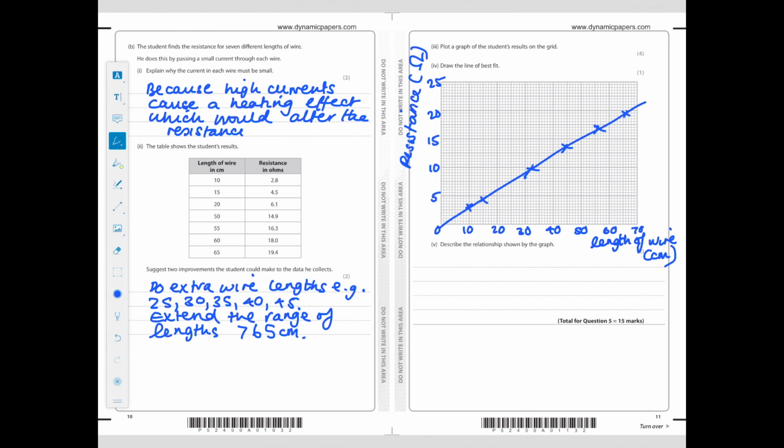So we need to describe the relationship shown by the graph, and you can see that there is a linear relationship and that it is directly proportional, because as one value increases, the length of the wire increases, we see that the resistance increases.